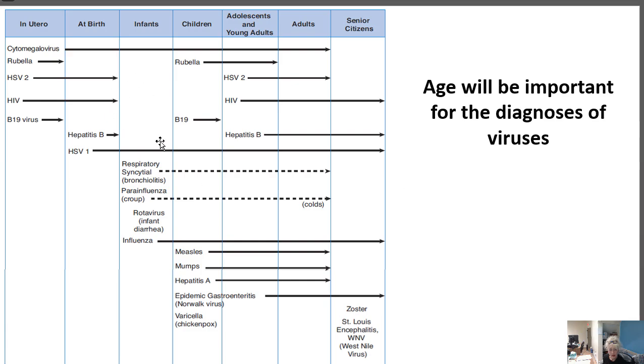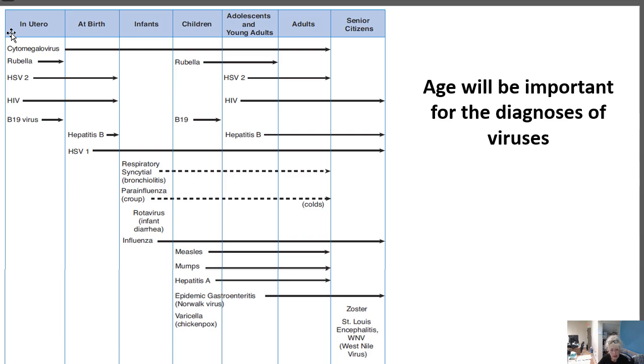So infants, we're looking at respiratory syncytial virus, bronchiolitis, parainfluenza or croup, rotavirus, which is infant diarrhea, and influenza. In utero, we test the female for cytomegalovirus, rubella, HSV2, HIV, and parvo B19. This can all happen in utero. Don't necessarily test for parvo B19, but if a woman gets it while she's pregnant, it can be devastating to the fetus.